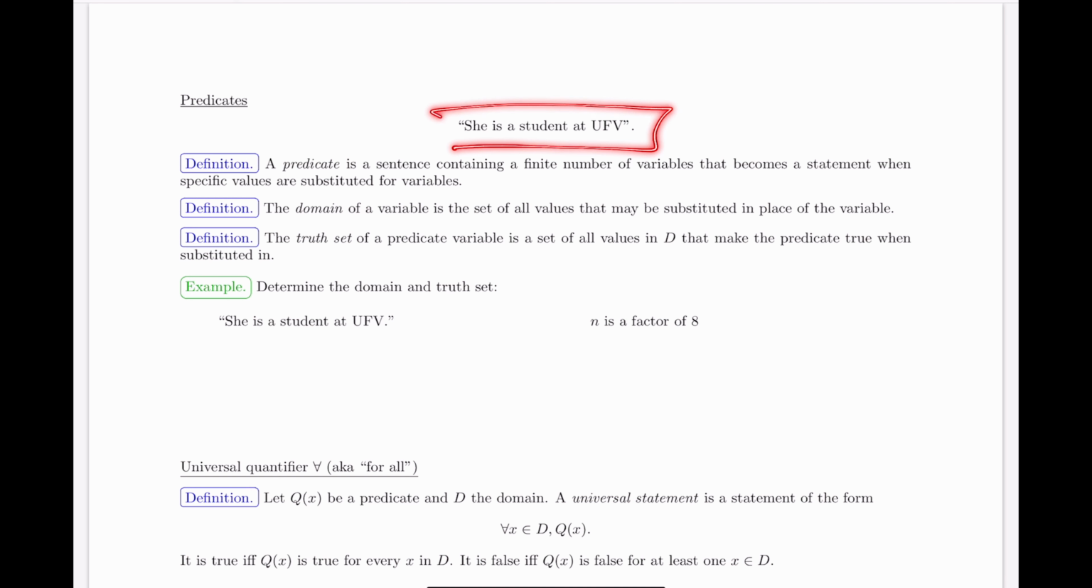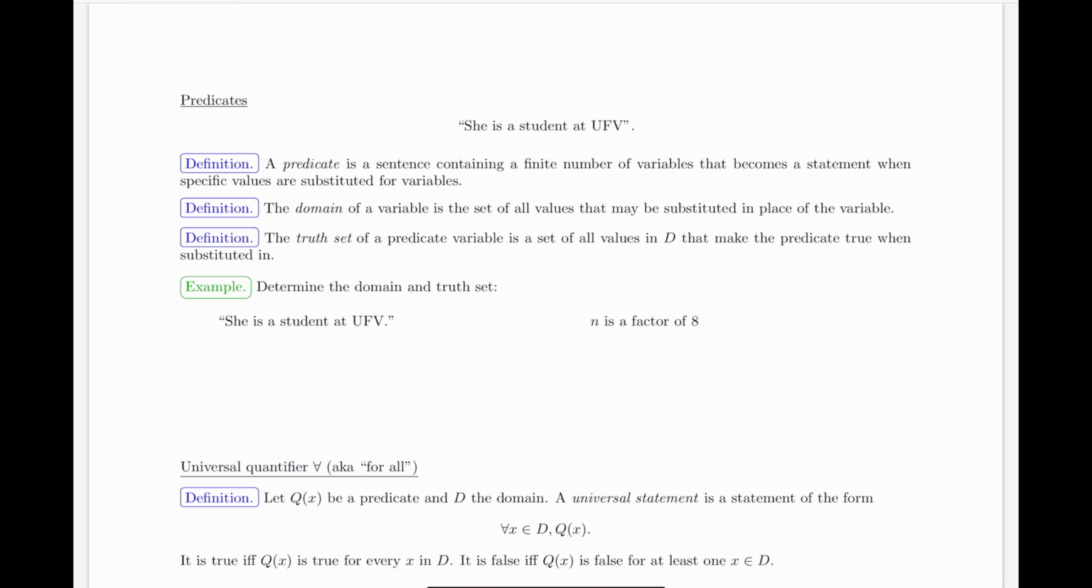Is this something that we can determine to be true or false? Well, it really depends on who she is. If she is me, then I'm not a student at U of V. But if she is a person who identifies as a female in this class, then this statement is going to be true. So here, she is our unknown.